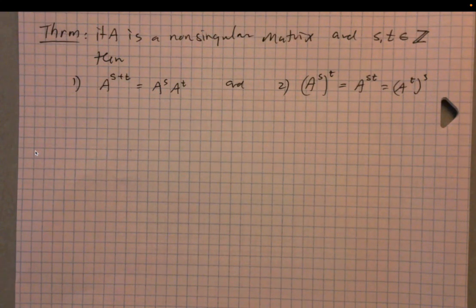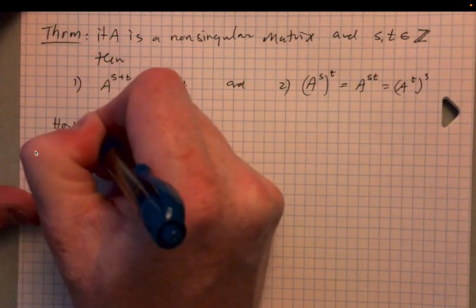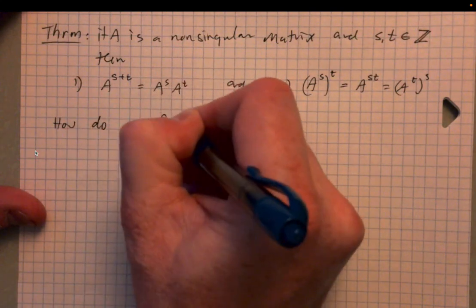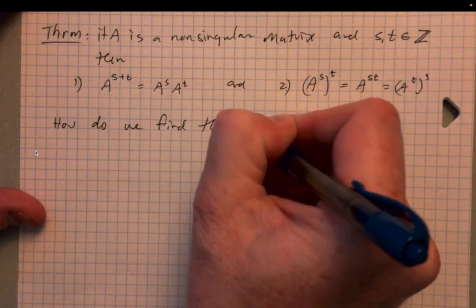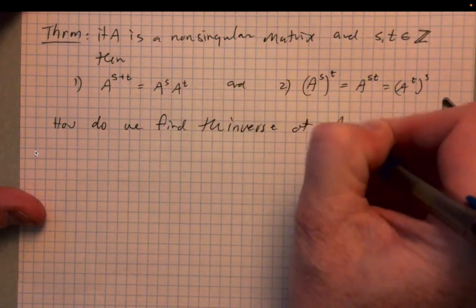Excellent. This sort of wraps up the discussion of properties of inverses. We'll see more as time goes on, but now I want to shift the focus a little more towards how we find the inverse of a matrix. So how do we find the inverse of A?